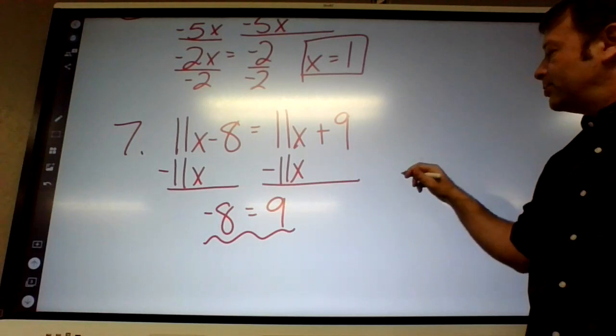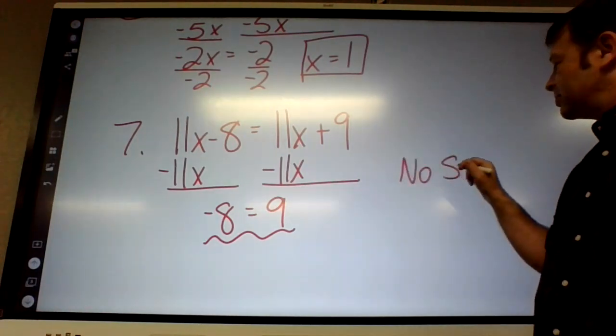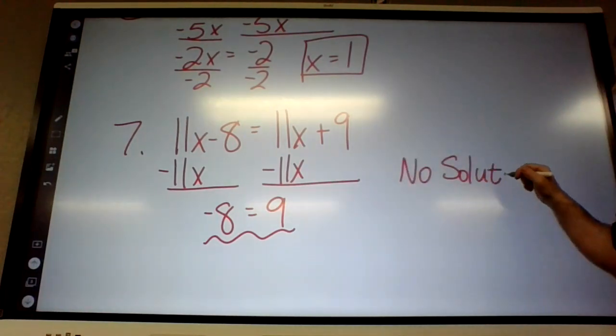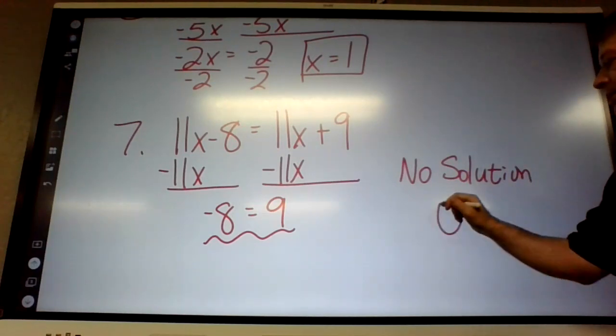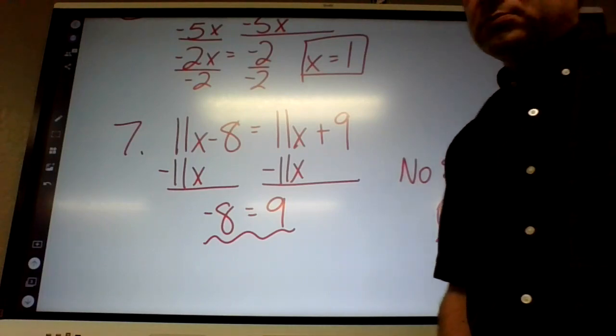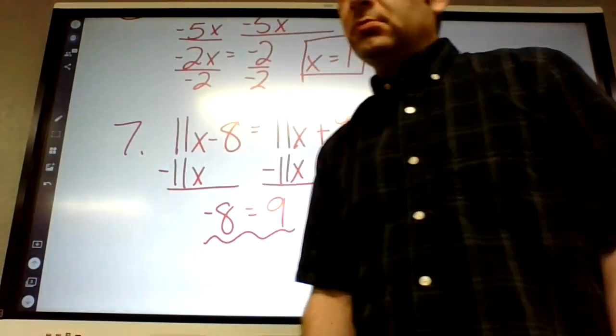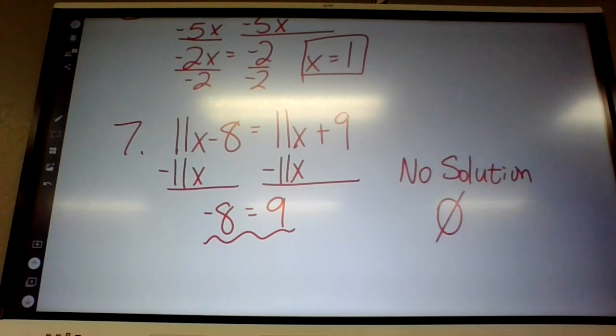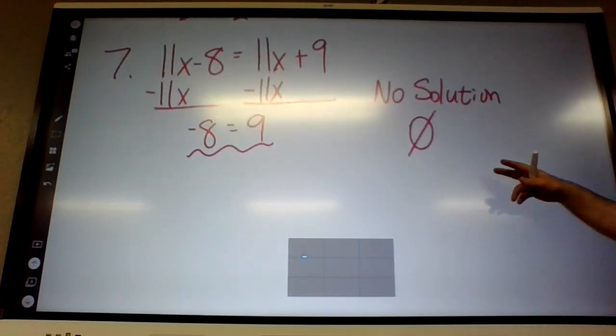So you could either write the words no solution, or do you guys know the symbol? It's O with like a slash through it. So if you just put that symbol, that's fine. It just means nothing. Doesn't mean zero, it means nothing.